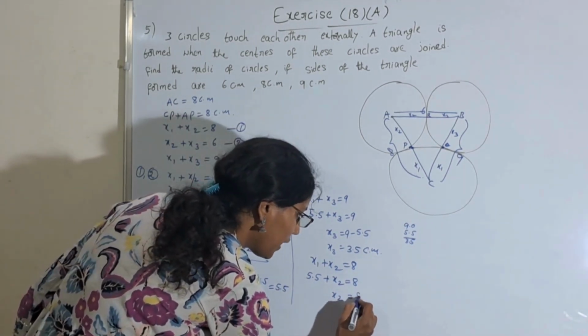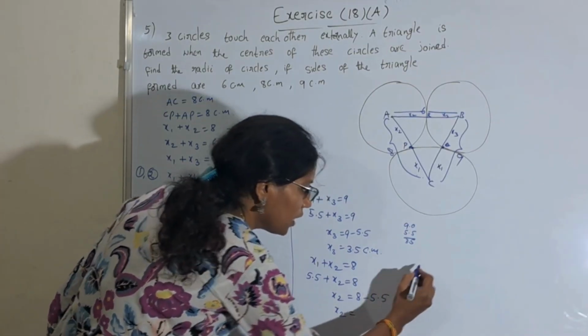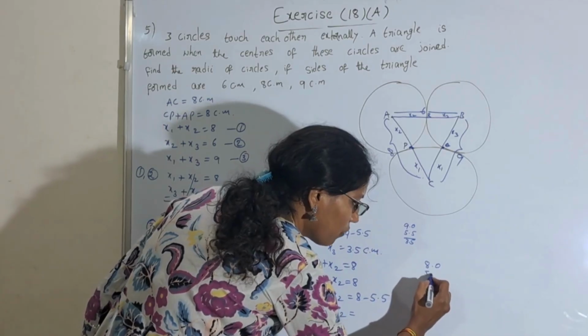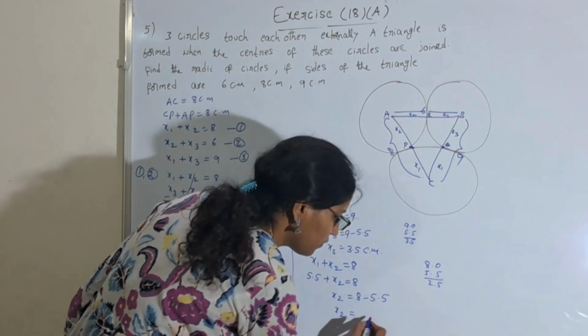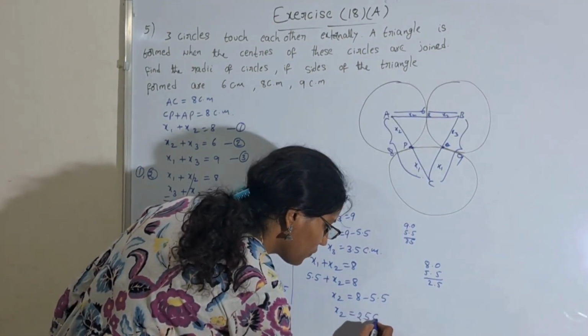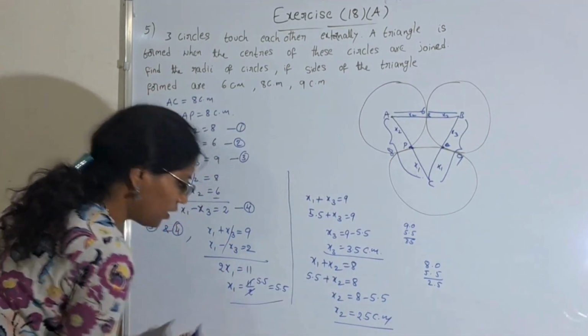x2 is equal to 8 minus 5.5. x2 is equal to here 8.0 minus 5.5, which is 2.5 centimeters. So we have x2, x3 and x1.